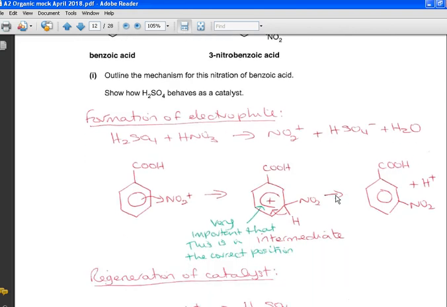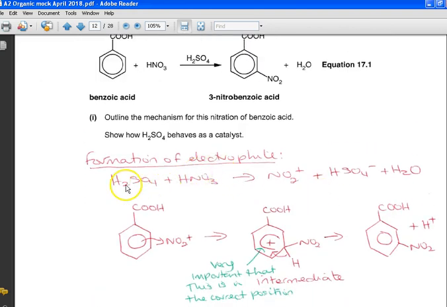So first of all, you need to form the electrophile using your conc sulfuric, conc nitric acid, and we end up with NO2+. We need the NO2+, remember, because benzene, the electron density is so spread out, it will not create a dipole in an approaching molecule. Okay, so we've got NO2+, and the rest of the equation.